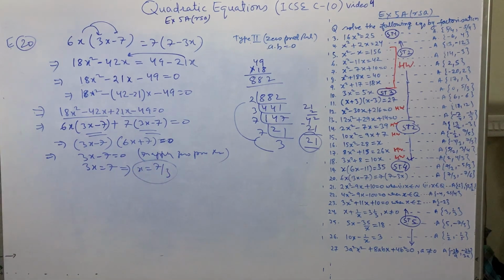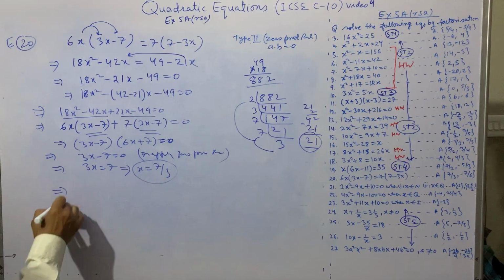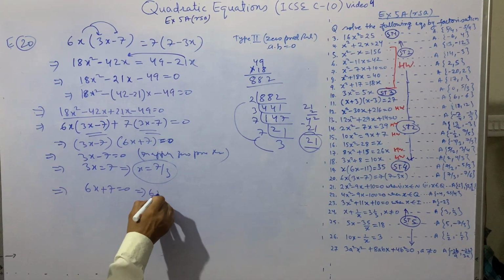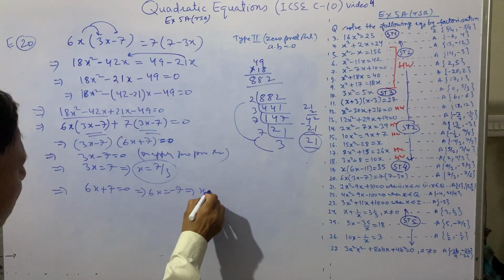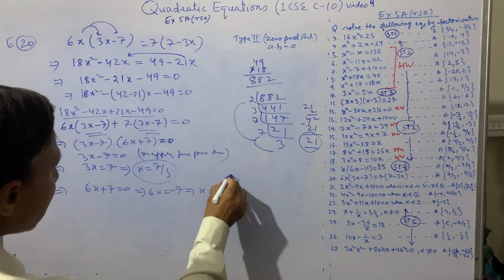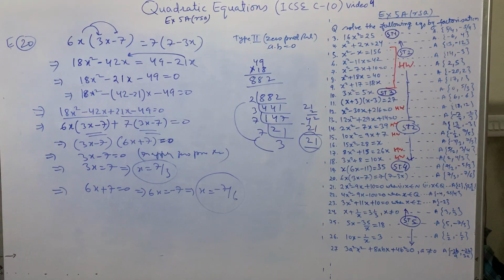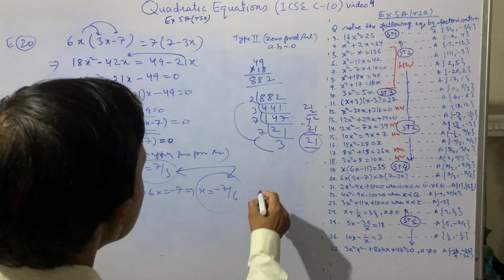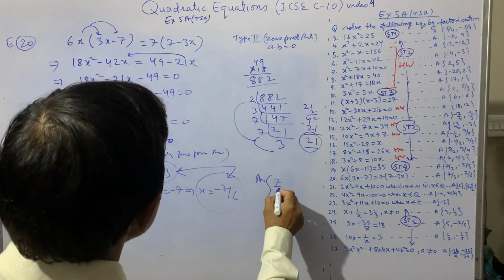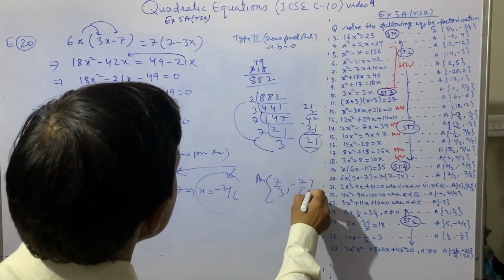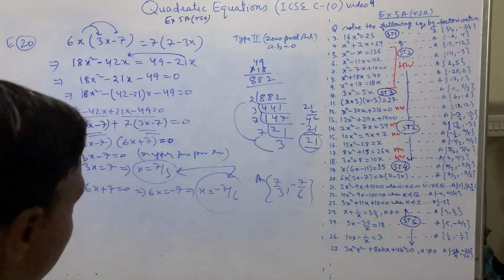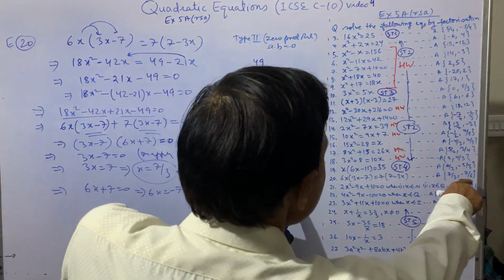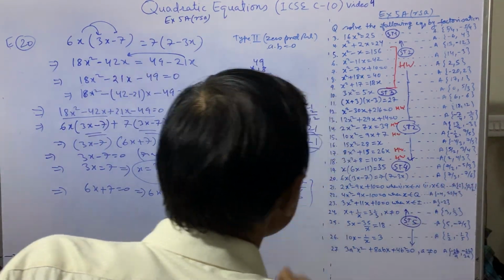That is one solution, and on taking the other part, b is equal to 0, we get 6x plus 7 is equal to 0. So 6x is equal to minus 7, and we are getting x is equal to minus 7 upon 6. So we are able to find the other part also. The solutions to the question are 7 upon 3 and minus 7 upon 6. I hope this perfectly matches the textbook answer, and it does.